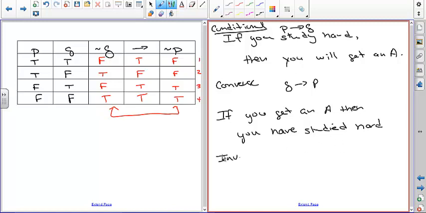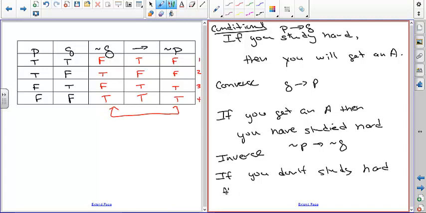The inverse is you keep the same order, but you change them to negations. So go back to the original conditional and make those negations. So if you don't study hard, then you will not get an A.